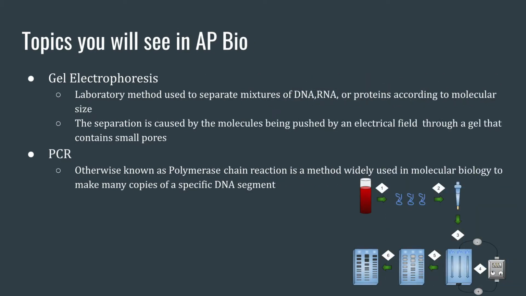So the topics that you'll see in AP Bio include gel electrophoresis and PCR. Gel electrophoresis is the laboratory method used to separate mixtures of DNA, RNA, or proteins according to molecular size. This is induced by an electrical field through a gel that contains small pores. PCR, otherwise known as polymerase chain reaction, is a method widely used in molecular biology to make many copies of a specific DNA segment.